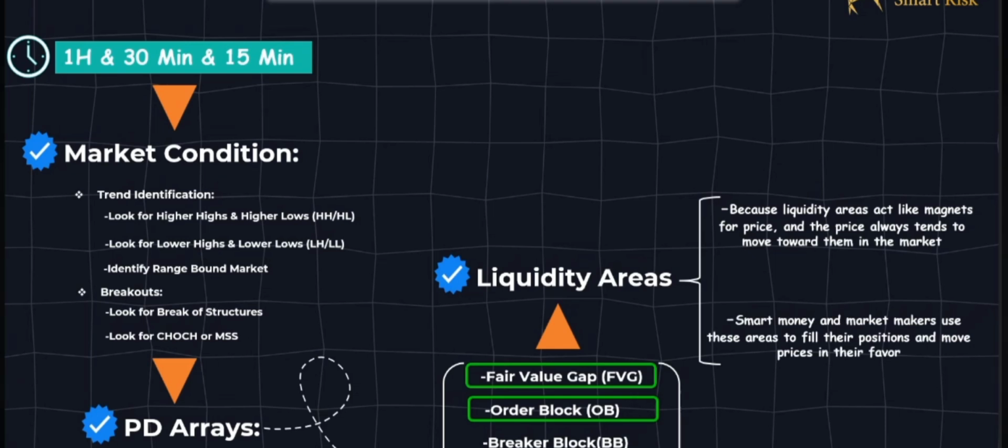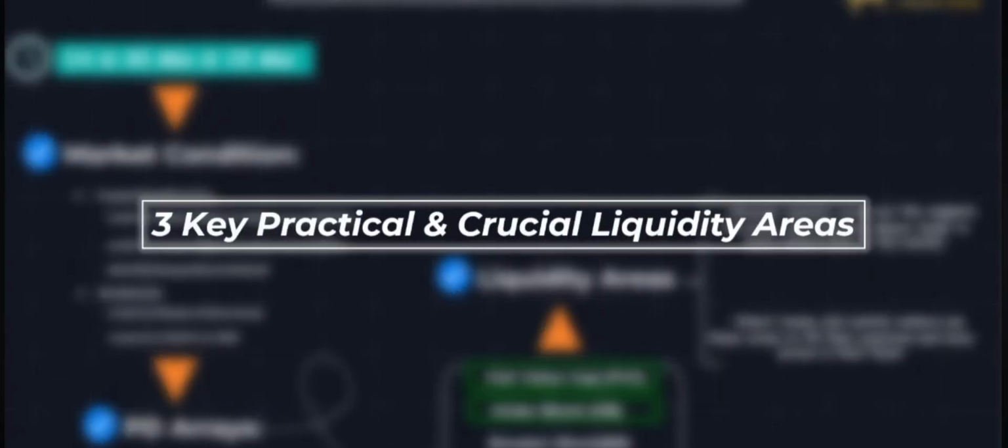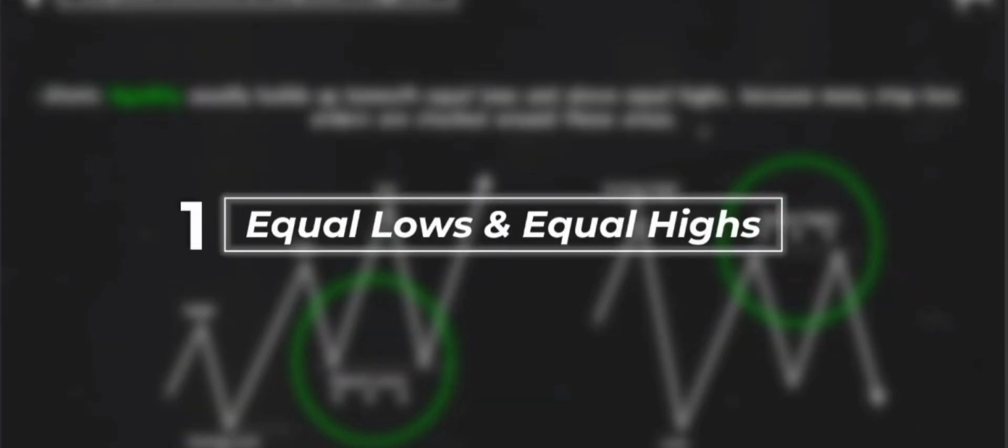By including liquidity areas in your analysis, you can avoid getting trapped by having the ability to predict the market's next move. There are many types of liquidity areas, but to simplify the concept and create a clear roadmap for multi-time frame analysis, let's focus on the most practical and main ones. Number 1. Equal lows and equal highs.